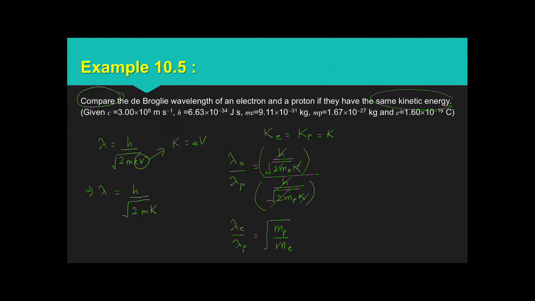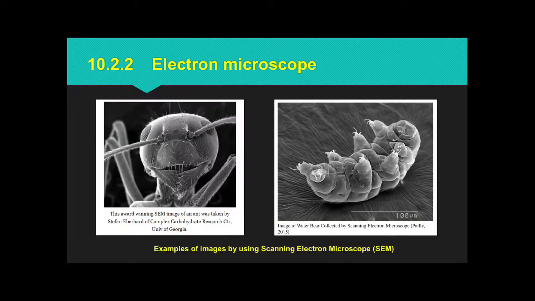And then we have to just substitute the values of mp and me to get the ratio, which is 42.8.